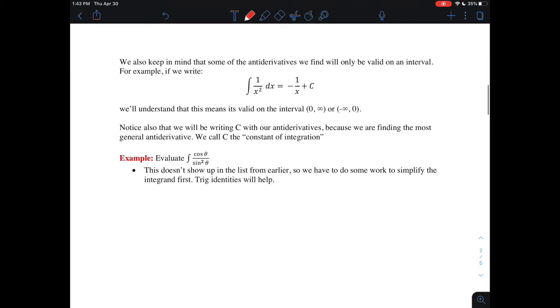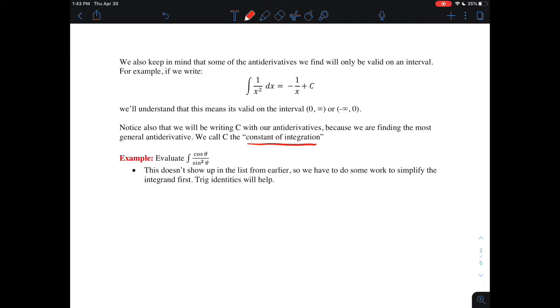Notice that we'll also be writing capital C with our antiderivatives, again because we're finding a general antiderivative, and that C is called a constant of integration. You're going to be hearing me say that a whole bunch, and especially in Math 70, you'll hear that again. Constant of integration, we're always going to need that if we have an indefinite integral.